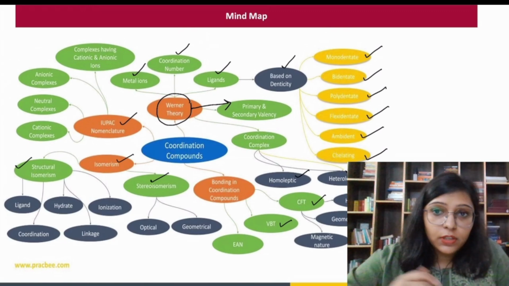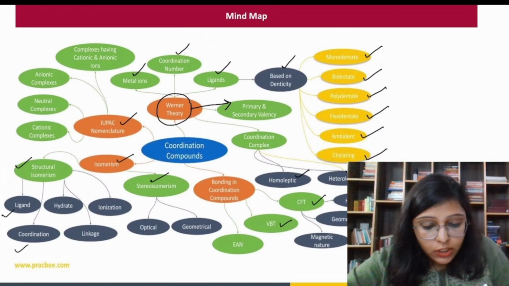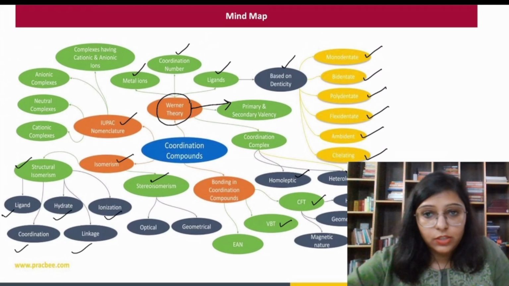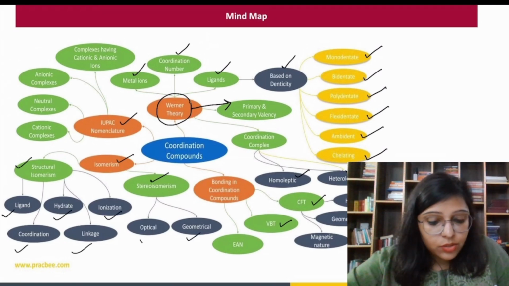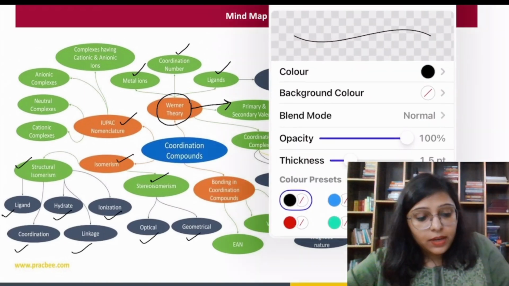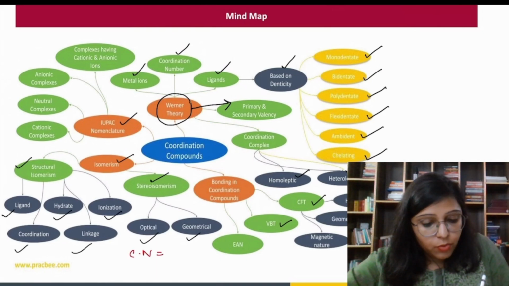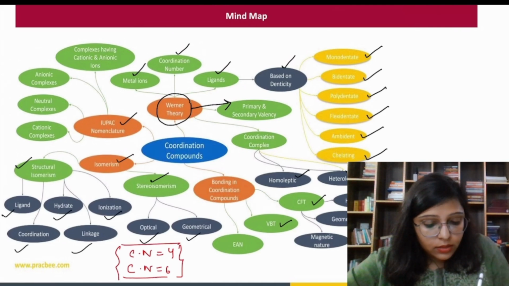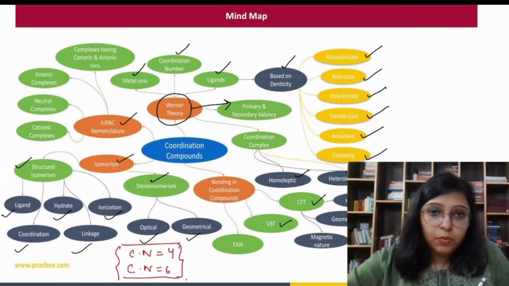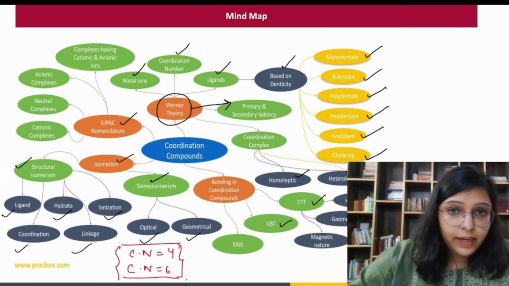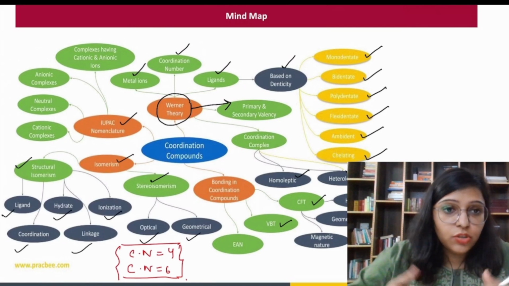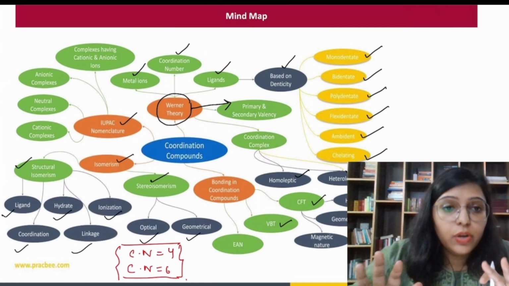Structural isomers are further divided into ligand isomers, coordination, hydrate, linkage, and ionization isomers. And in the stereoisomers you have geometrical isomers and optical isomers. You have to study these for coordination number 4 and coordination number 6. These two coordination numbers are very important, so you have to revise all these topics. All the topics are very simple, just go through the NCERT and your notes.